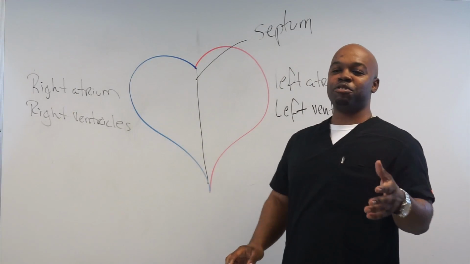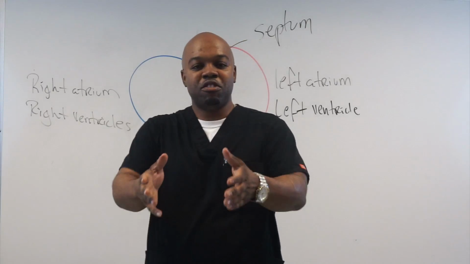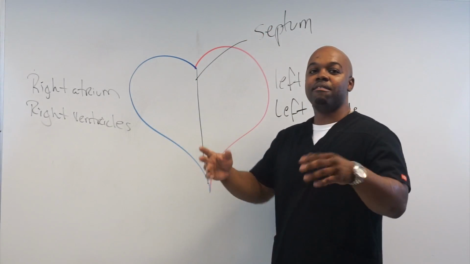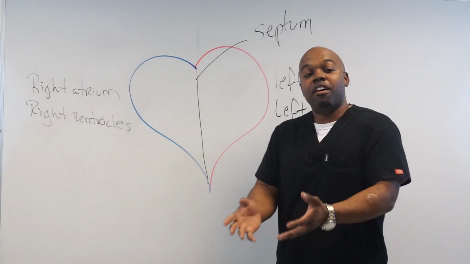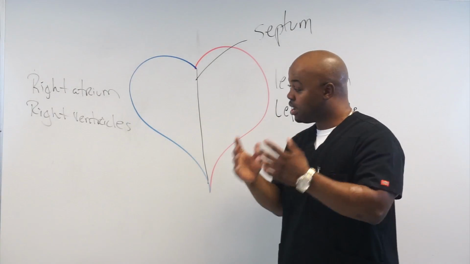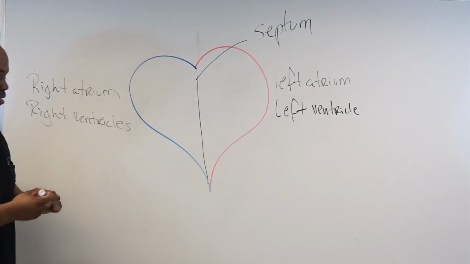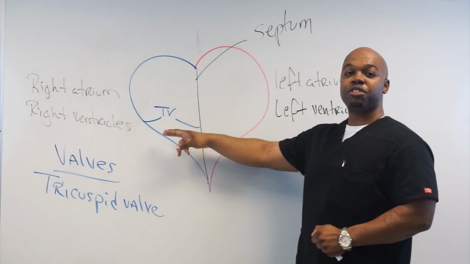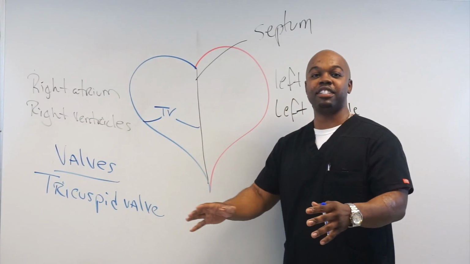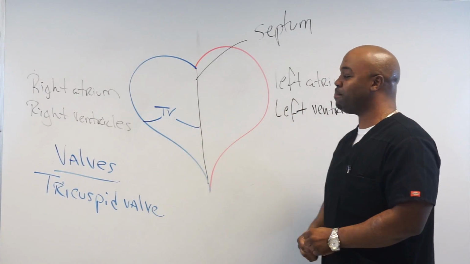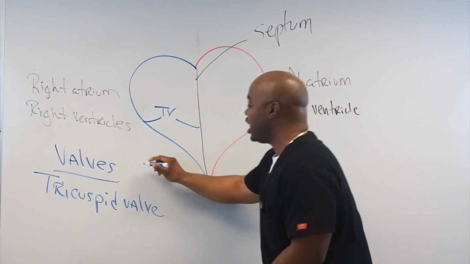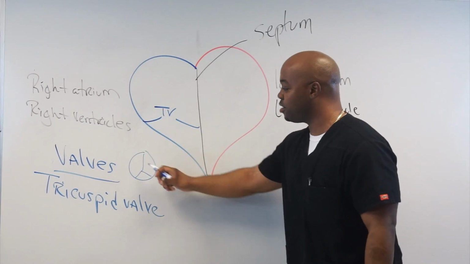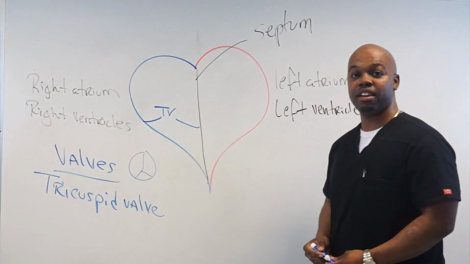It's like any house with rooms. How do you get in the room and out of the room? By going through doors. We call these doors valves in the heart. So in the heart, there are 4 valves. The right side of the heart has a valve right here. This valve is called the tricuspid valve because it has 3 leaflets. You can't see it here, but if you do a sonogram, it looks like this, like a peace sign. That's 3 leaflets: 1, 2, and 3.